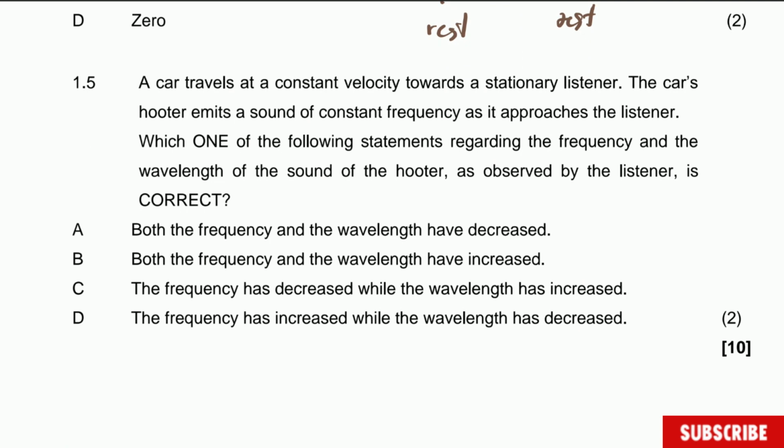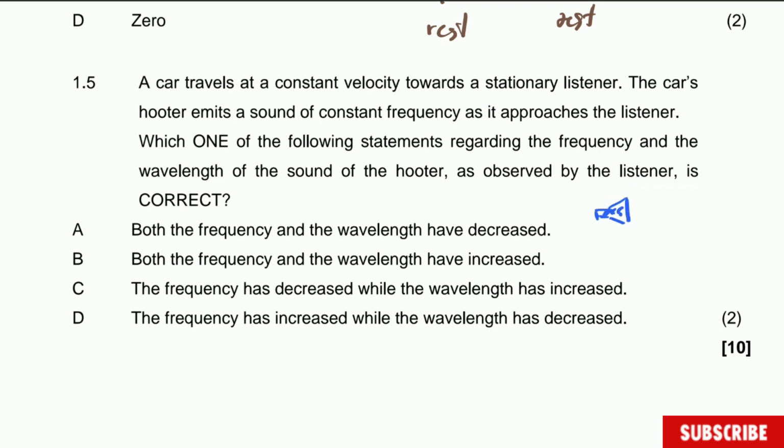A car traveling at constant velocity towards a stationary listener. The car's hooter emits a sound of constant frequency as it approaches the listener. Which one of the following statements regarding the frequency and the wavelength of the sound of the hooter as observed by the listener is correct? So now here you know that the car is moving towards the stationary listener. So in this case, the source is moving towards, right?